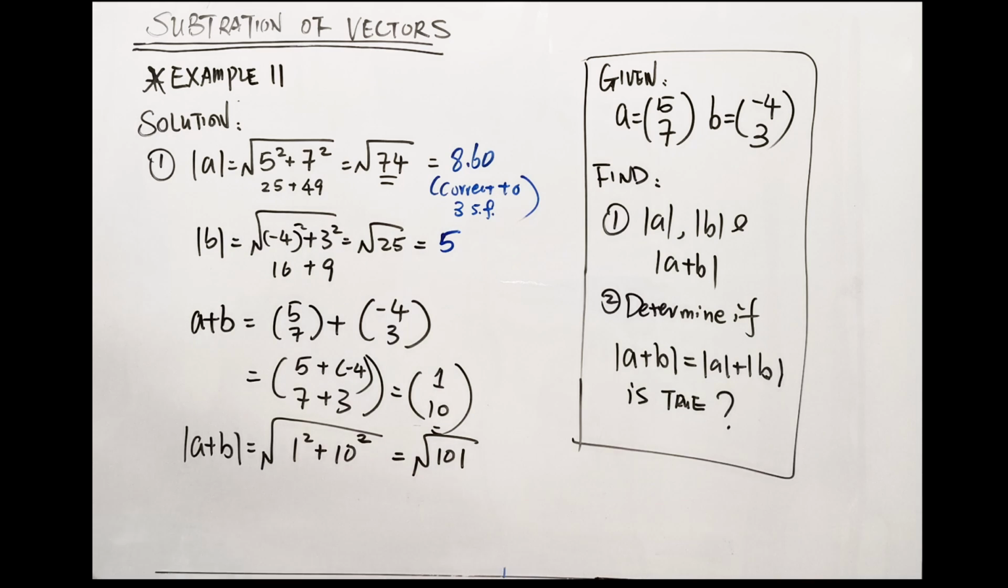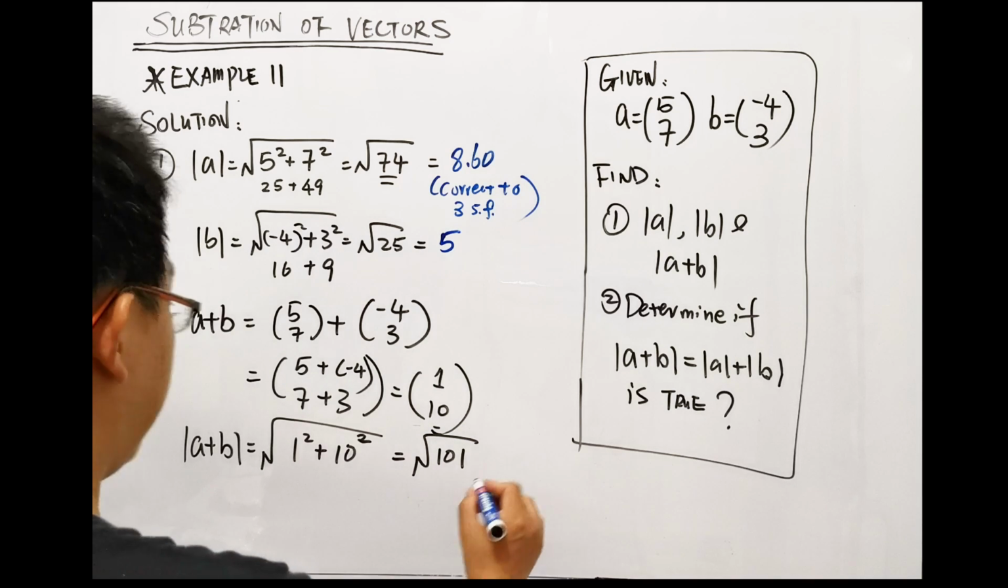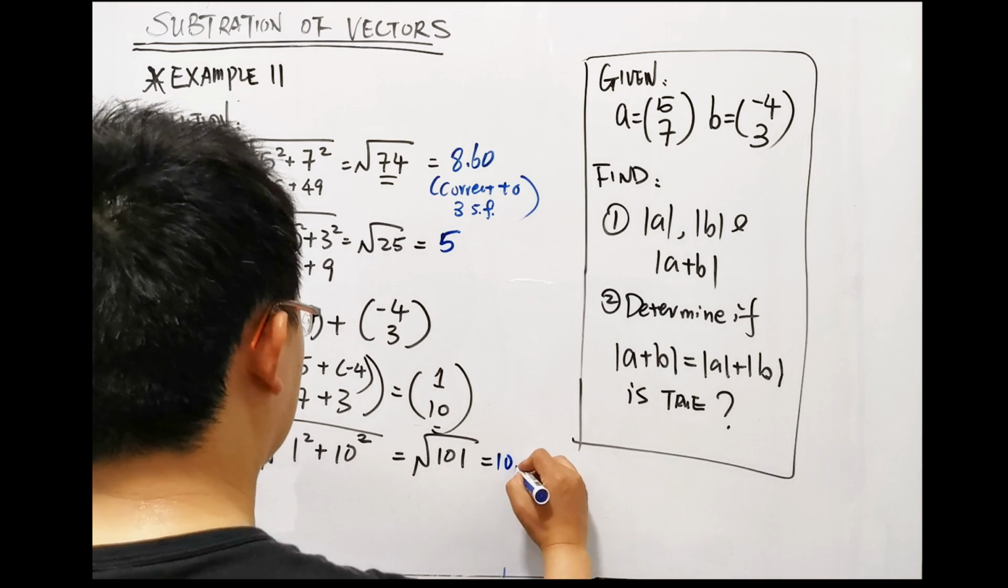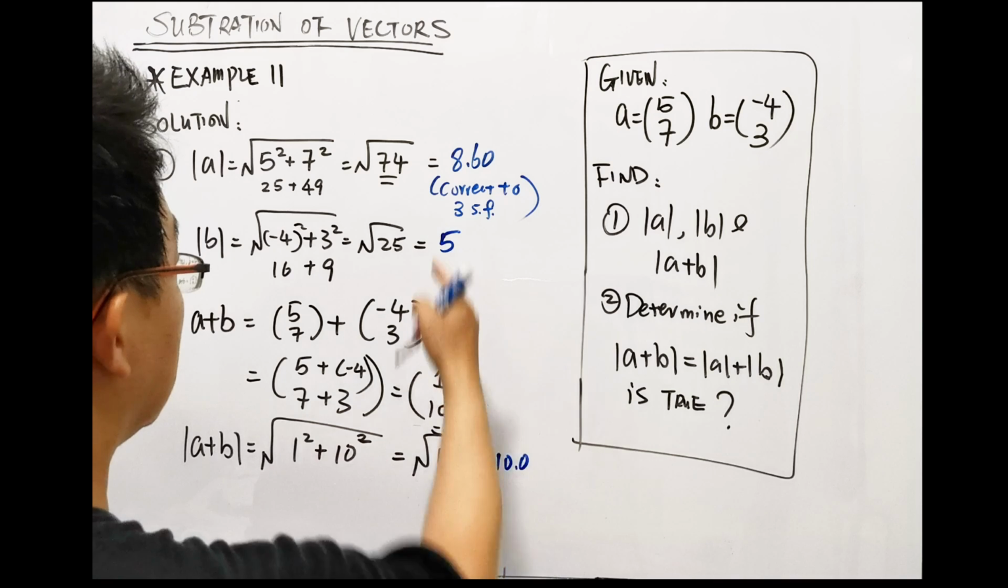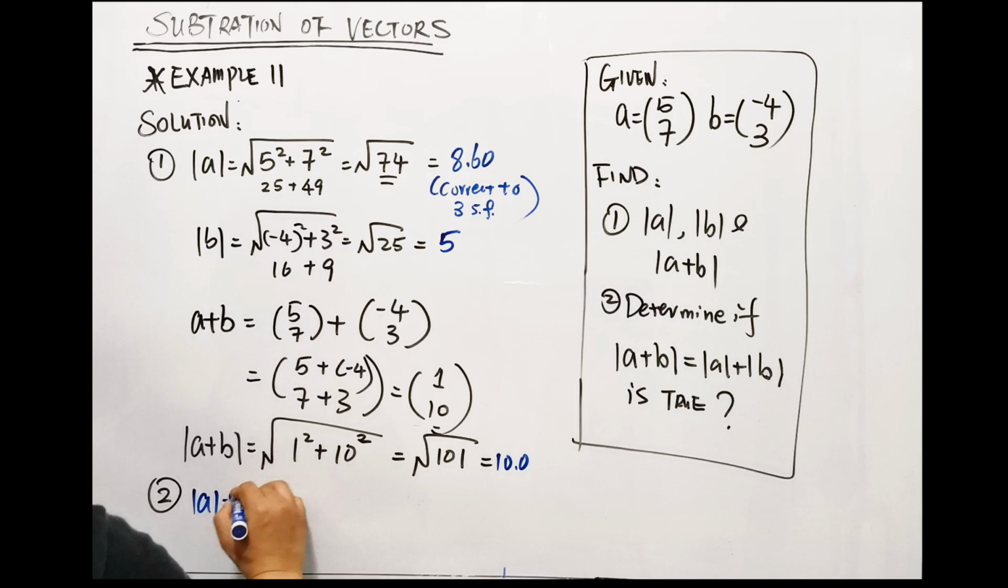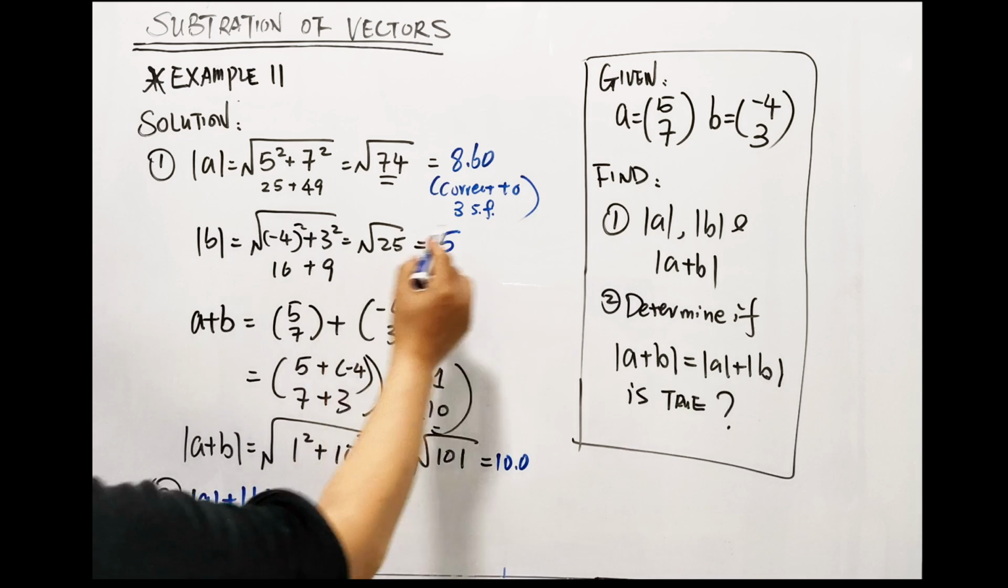So let me just correct it to 3 significant figures. So what will we get? So we get this 10.0, corrected to 3 significant figures, okay? So now let's look at this A plus B and the second one. The second one, so what do we get? It is the magnitude of A plus the magnitude of B. So we just bring it here.